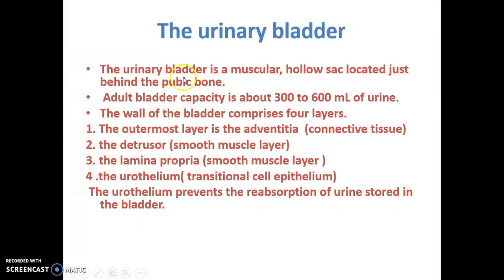So in the urinary bladder, 300 to 600 ml urine. Then 4 layers. Detrusor is the bladder muscle. Then urothelium is also there. Urothelium prevents the reabsorption of the urine stored in the bladder. So these are some of the important points regarding the anatomy of the urinary system.